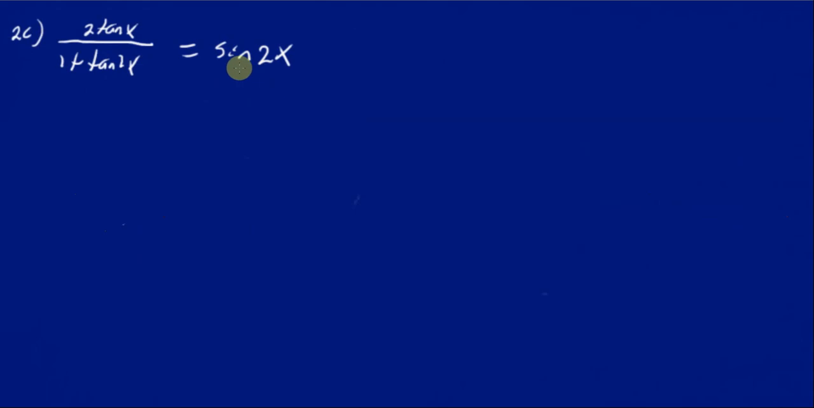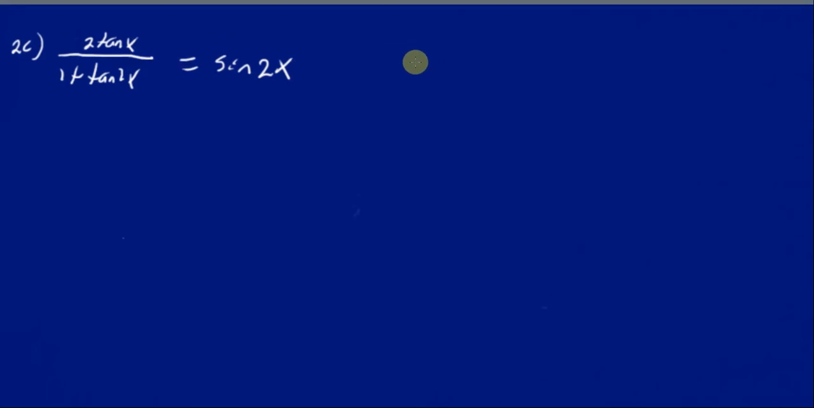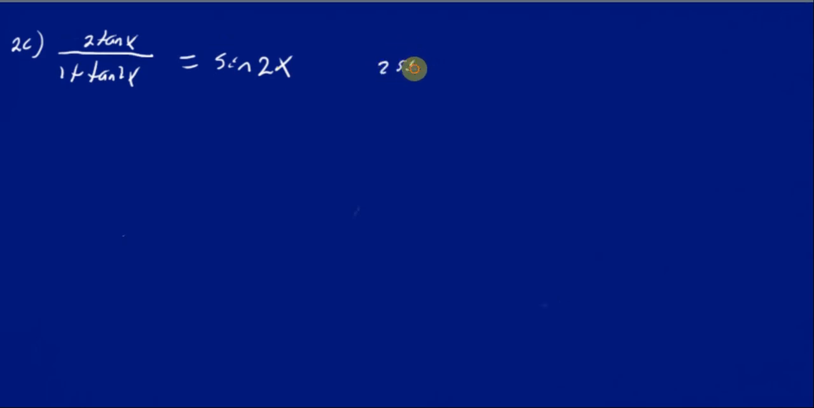Okay, in 2c, on the right-hand side, I'm not going to work with the right-hand side, but I'm going to note that the sine of 2x, that's a double angle. So the double angle identity for the sine of 2x is 2 sine x cosine x. So if I get this on my left-hand side, then my next step can say, okay, it's sine of 2x.